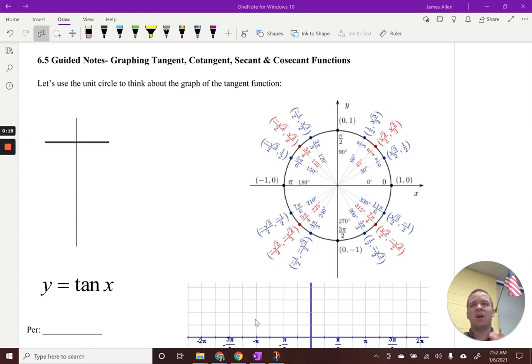Because oftentimes we know what numbers to plug in and how to shift things around, move them up and down, and stretch them and all that stuff, but we don't really think about where it came from and connect it to other parts of trigonometry. So let's do that.